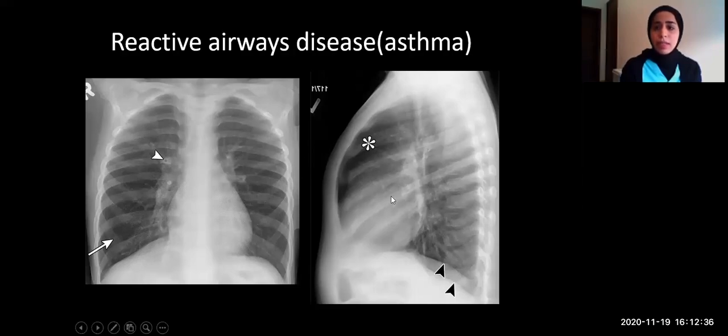And on lateral radiograph, again, you will appreciate the flattening of the hemidiaphragm along with increased lucency in the retrosternal space. So all of these findings give you an impression of hyperinflation. In history of asthmatic patient, this is usually related to asthma. And sometimes you can see inflamed bronchi which show a thickened wall. So this is only asthma. We don't have any evidence of complication here in this scenario.